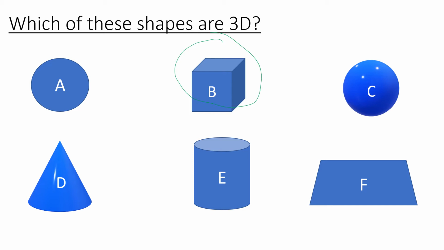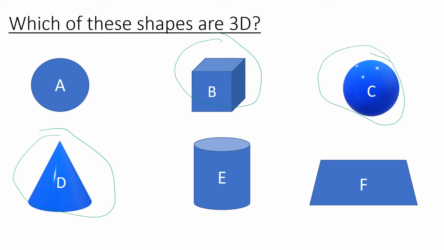The next one, look closely, is C. Hopefully you can see the difference. Sometimes it can be a little bit difficult with this particular shape. A is a circle, it's flat, but if you look carefully you can kind of see from the light, C is 3D, it's actually a sphere like a ball. So that is 3D. The next one is D, that is 3D.